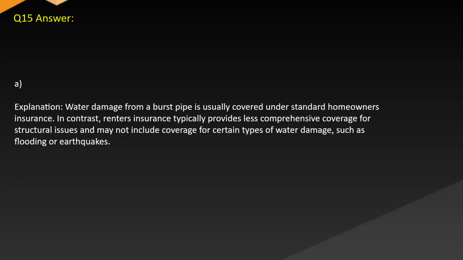Answer A. Explanation. Water damage from a burst pipe is usually covered under standard homeowner's insurance. In contrast, renter's insurance typically provides less comprehensive coverage for structural issues and may not include coverage for certain types of water damage, such as flooding or earthquakes.